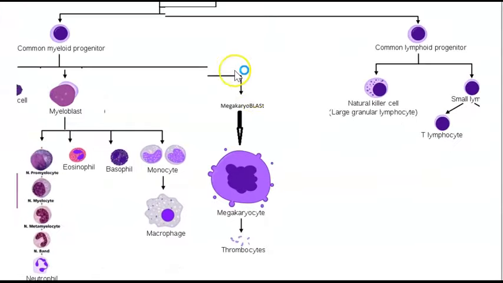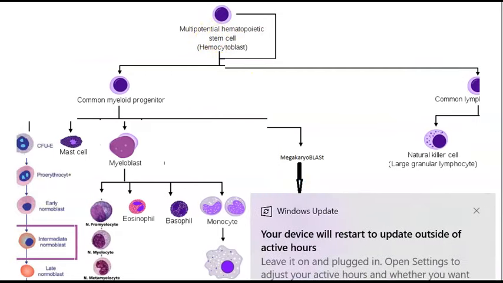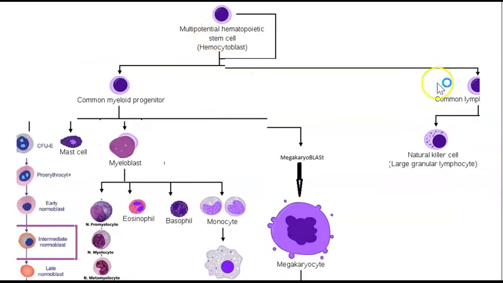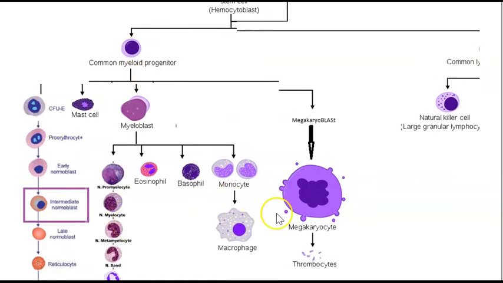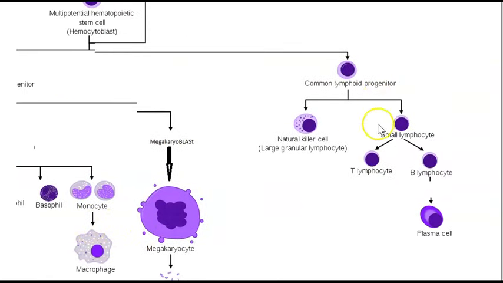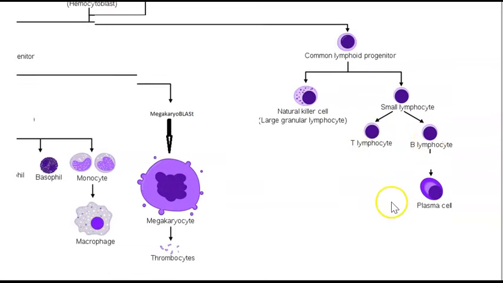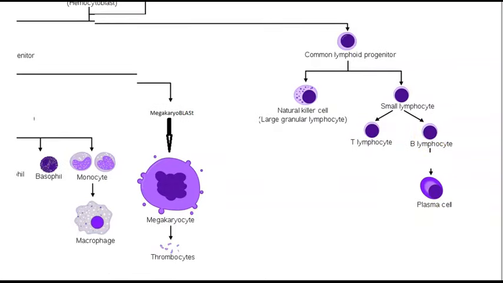Do you remember this diagram, guys, of hematopoiesis? Look at this. Here you have the stem cell, then here you have the myeloid progenitor. Don't look at this one. Come here to the lymphoid progenitor. This will give rise to the small lymphocyte, T lymphocyte, B lymphocyte. B lymphocyte will give the plasma cell, which actually gives you antibodies.